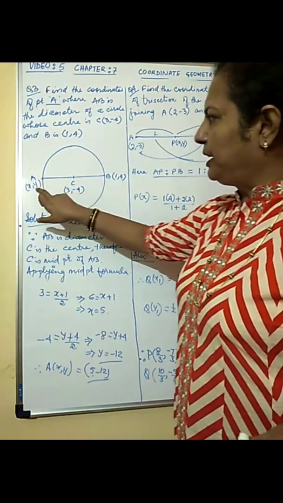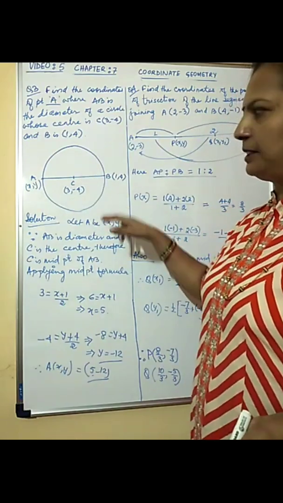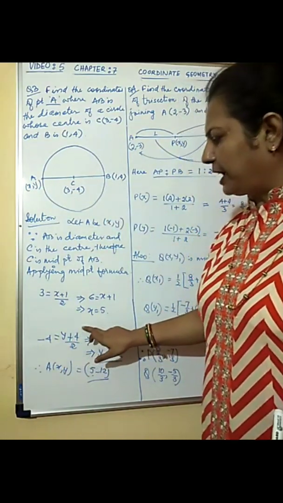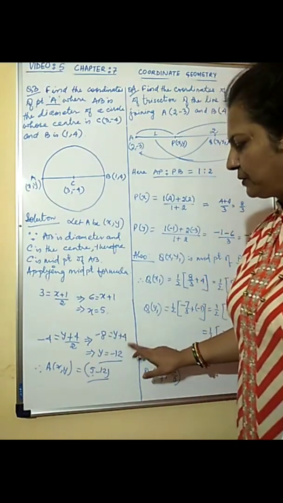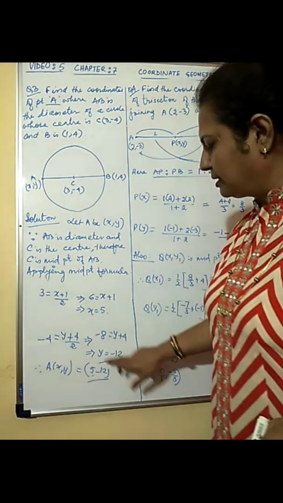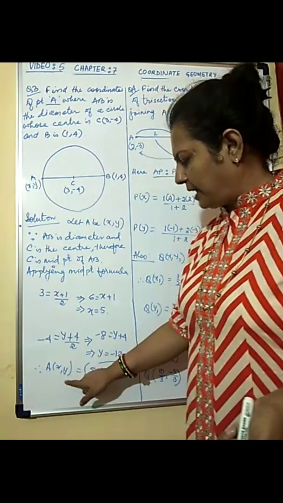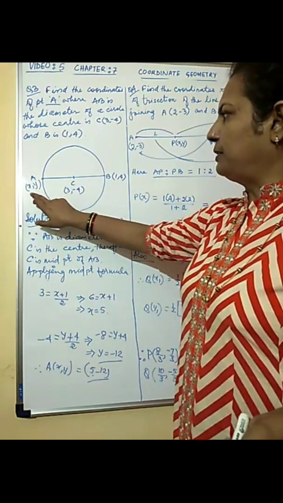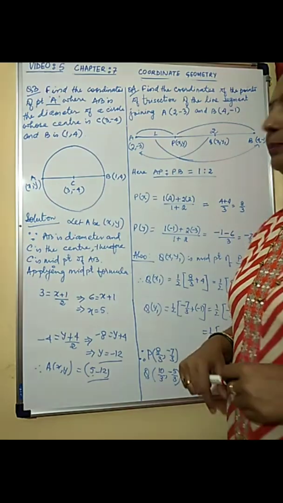Similarly, minus 4 will be equal to y plus 4 divided by 2. So y1 plus y2 divided by 2, that is y plus 4 divided by 2. So minus 4 is equal to y plus 4 divided by 2, which gives us minus 8 is equal to y plus 4. Now if I transpose 4 to the other side, you get y is equal to minus 12. So therefore the coordinates of A are x equal to 5 and y equal to minus 12. So we get the coordinates 5 and minus 12. If you want, you can verify it using the midpoint formula.